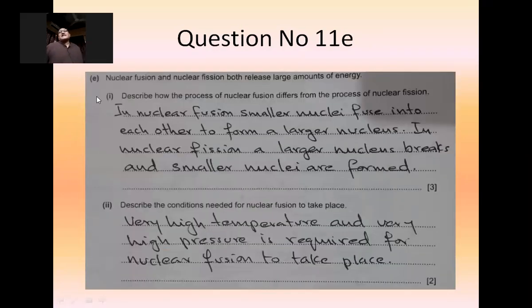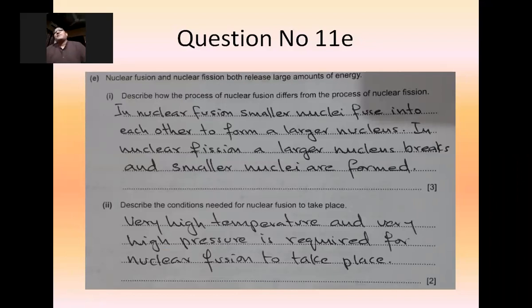So it says, describe how the process, that's the E first part. So in nuclear fusion, smaller nuclei fuse into each other to form a larger nucleus. In nuclear fission, a larger nucleus breaks and smaller nuclei are formed. So that is the difference between them.